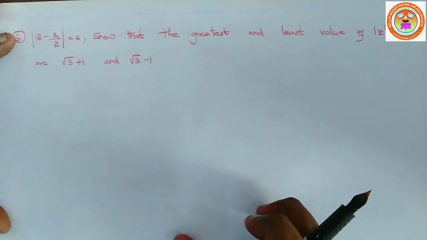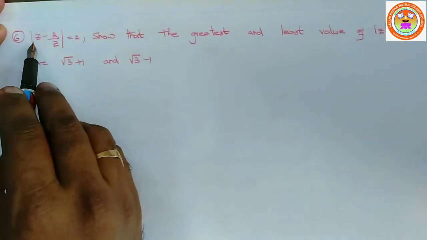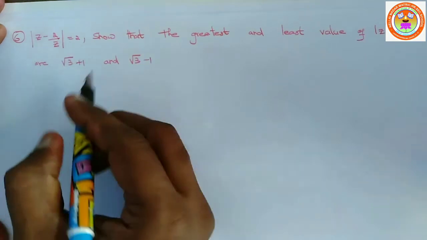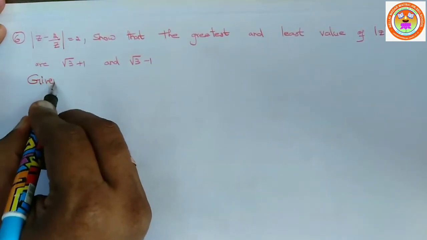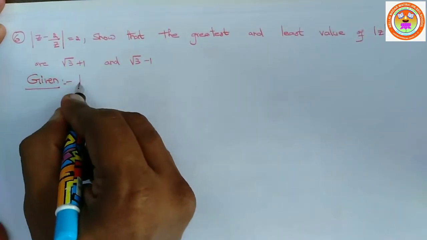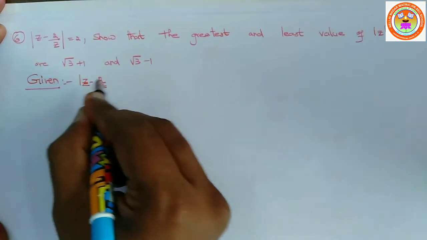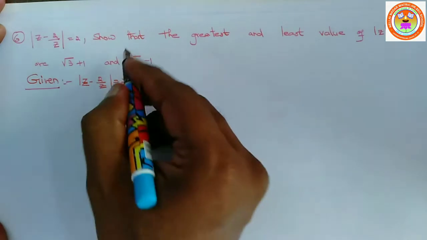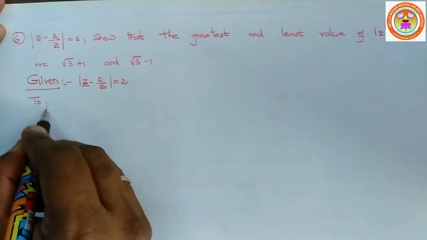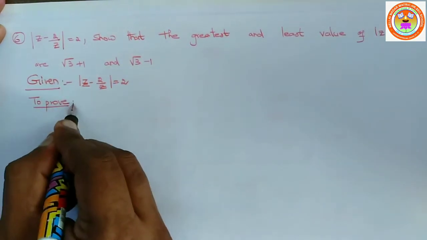Sixth sum, very important sum. Modulus of z minus 2 by z is equal to 2. This is given. Write given first. Modulus of z minus 2 by z is equal to 2. Show that. To show is nothing but to prove. What I want to prove?